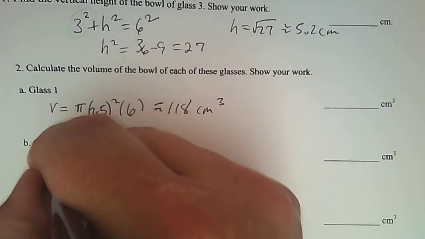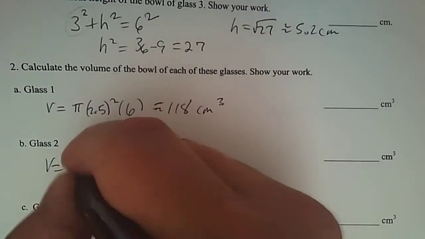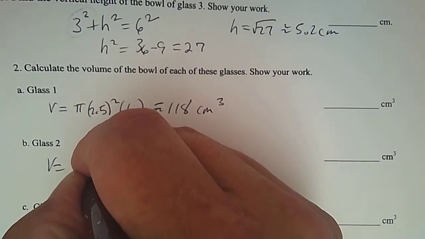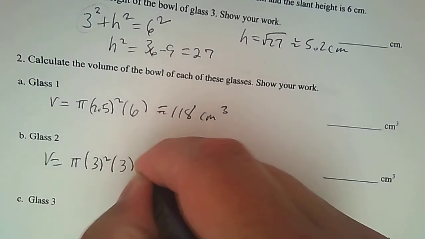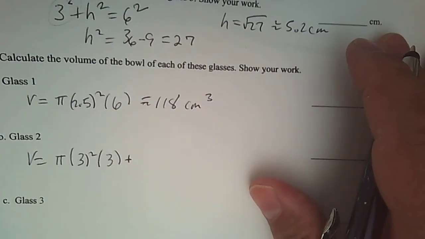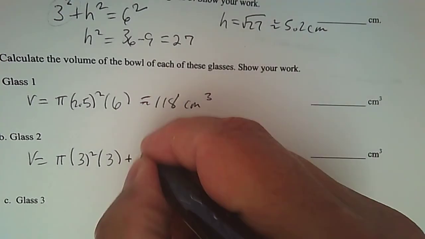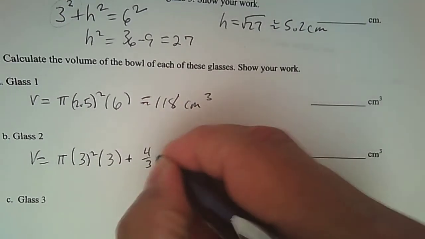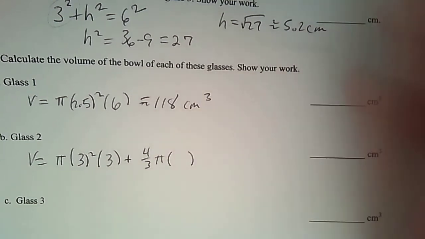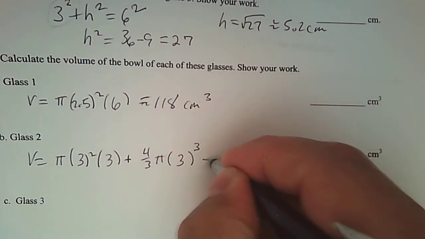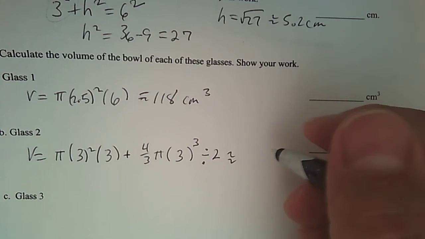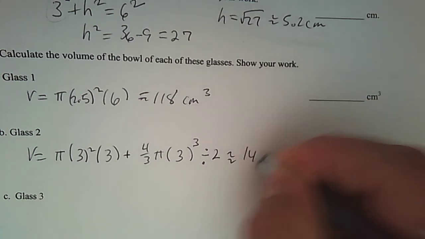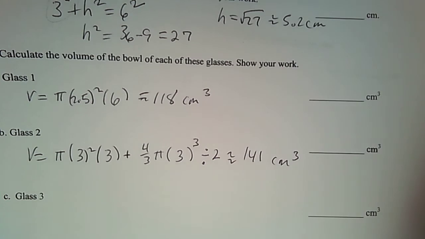How about glass 2? You said you have a cylinder. We just did that one. Pi, in this case, the radius is 3. Now, just for the cylinder part, the height is also 3. And then we're going to add a hemisphere. Now, a whole sphere is 4/3 pi r cubed. Now, the radius of that is still going to be 3. But we're going to take that answer and divide it by 2 for half that sphere. So again, use your calculator or Desmos, and you get about 141 centimeters cubed.